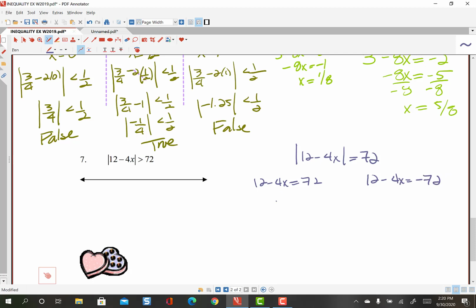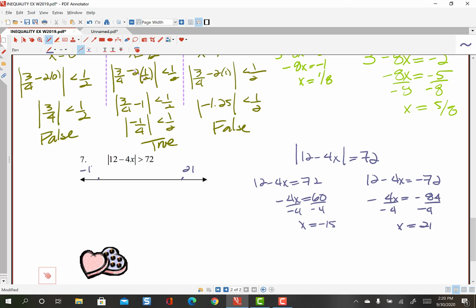So if I subtract 12 here, I get 4x is equal to 60. And if we divide by negative 4, I get x is equal to negative 15. All right, over here, if I subtract 12, I have negative 4x is equal to negative 84. And if I divide by negative 4 here, I get x is equal to a positive 21. So I'm going to put the 21 here.